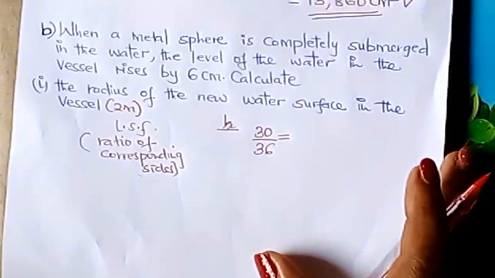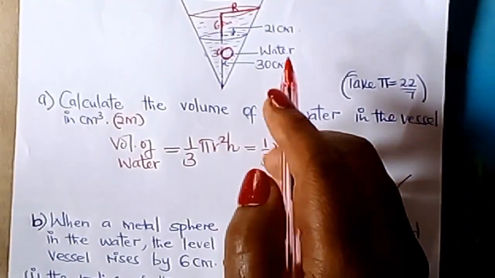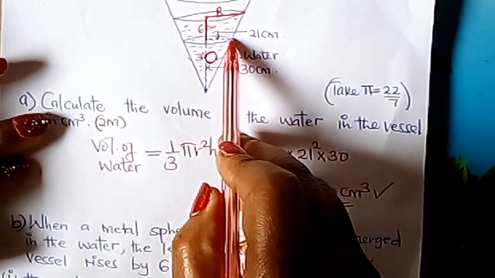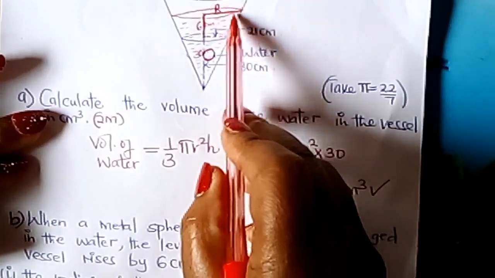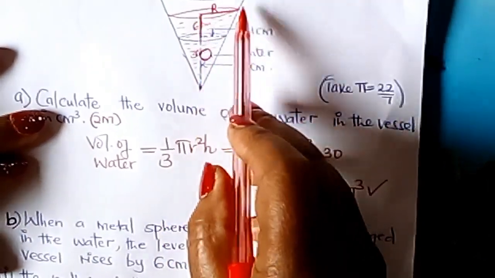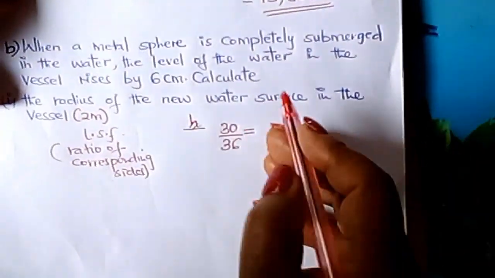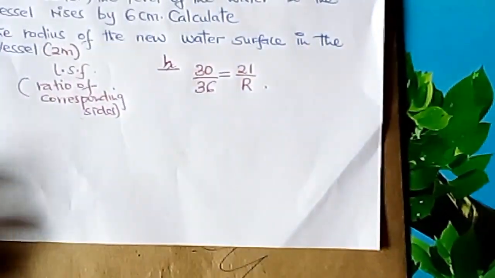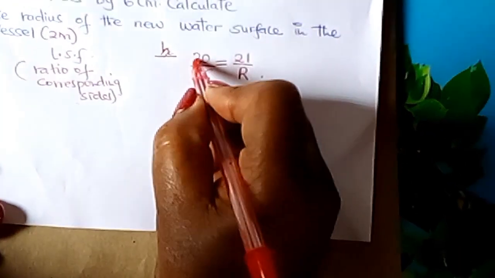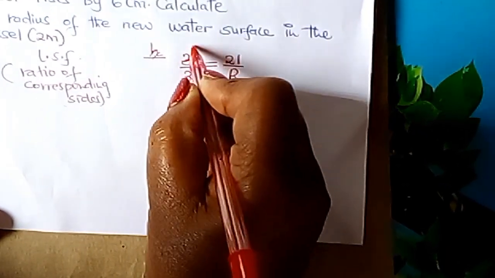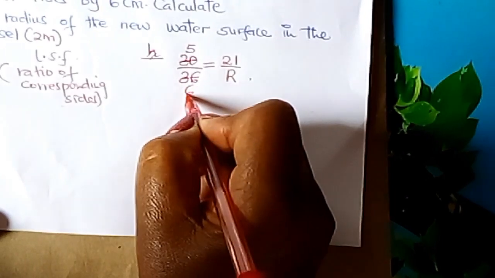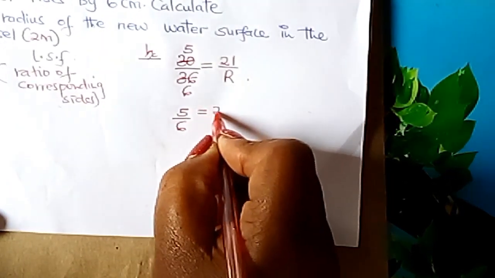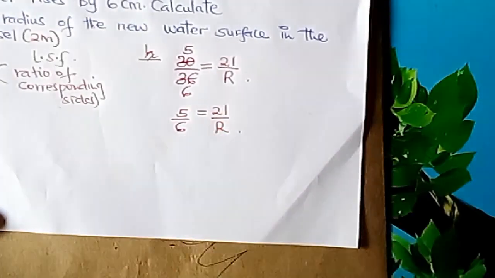We go back to our diagram, Lana. It is equal to small radius over capital radius. Small radius, which is 21, over capital R. So we write 21 over capital R. There we are. So you can simplify here by 6, 5 by 6, 6. So we are talking about 5 over 6 is equal to 21 over capital R, Lana.